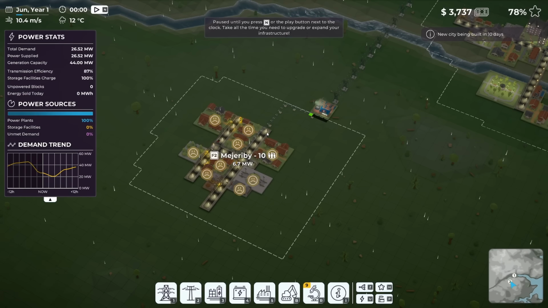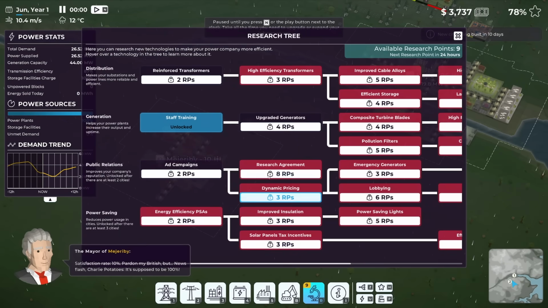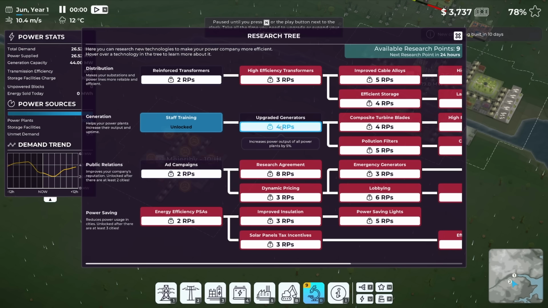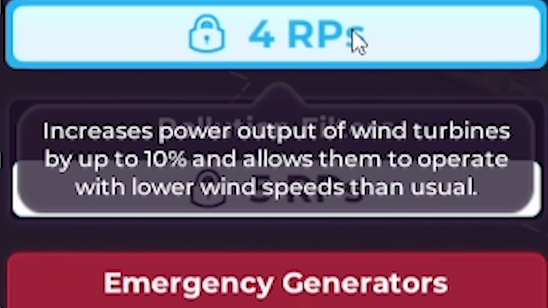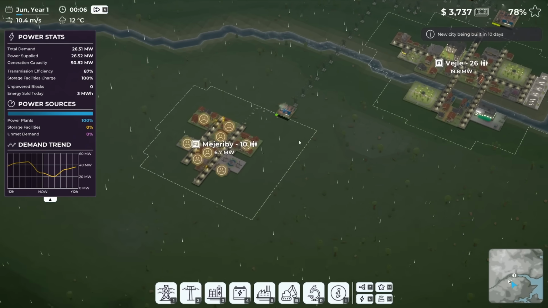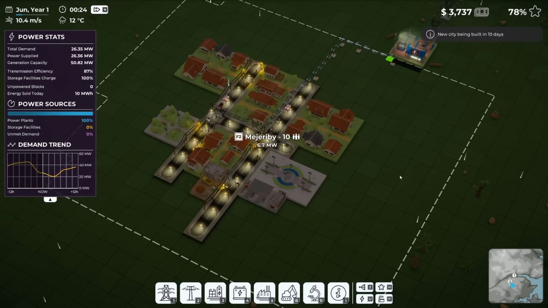And then they should have power, and we can spend some research points. We've got 9 to spend. I'll tell you what, we're going to do upgraded generators. That's 5% power increase. Yes, please. And then we'll get some composite turbine blades, which increases the wind turbine power by 10% and allows them to work at a lower wind speed. All right, so now we'll press play, and hopefully all these guys will be happy again.